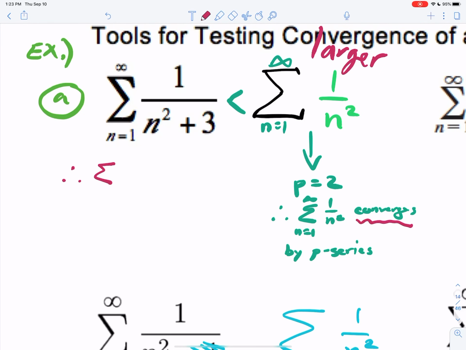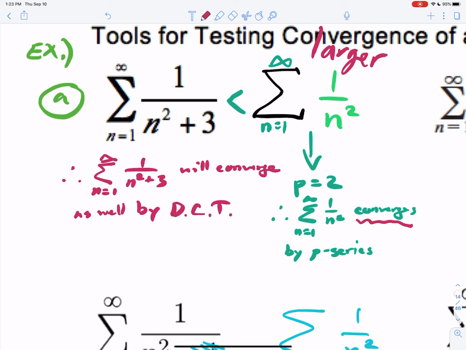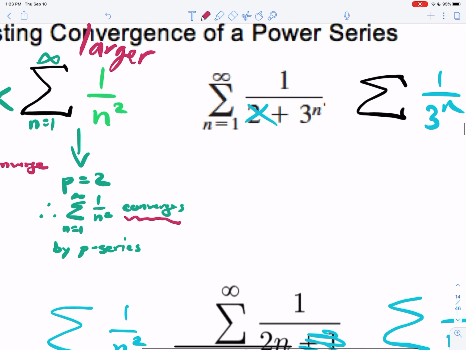Therefore, the summation of 1 over n squared plus 3, as n starts at 1 to infinity, will converge as well by the direct comparison test. Okay? Be very logical about this, you guys. If the larger series that we compared it to converges, then anything that's smaller than it has to converge as well. All right, let's try a couple more.